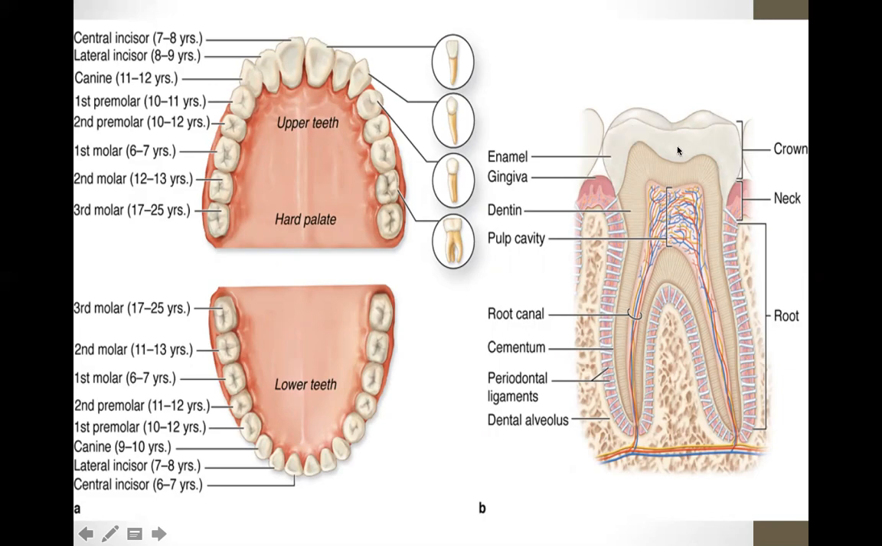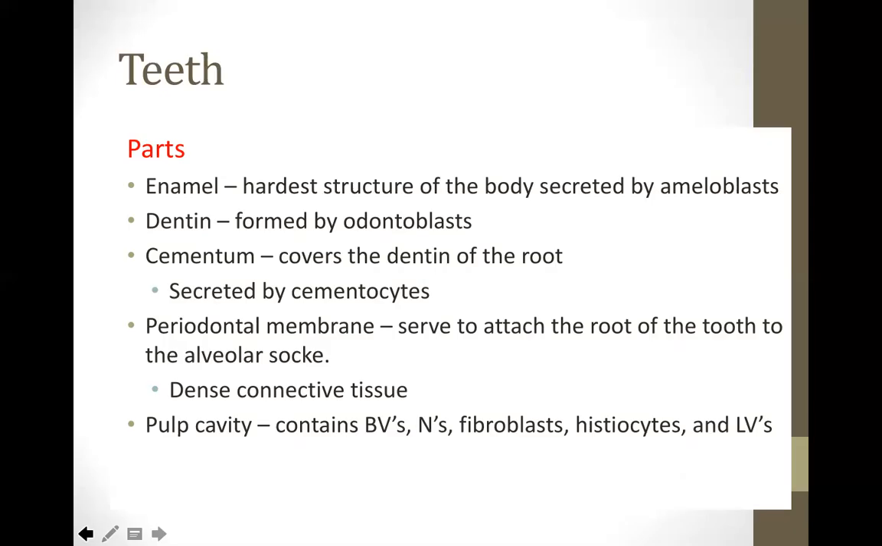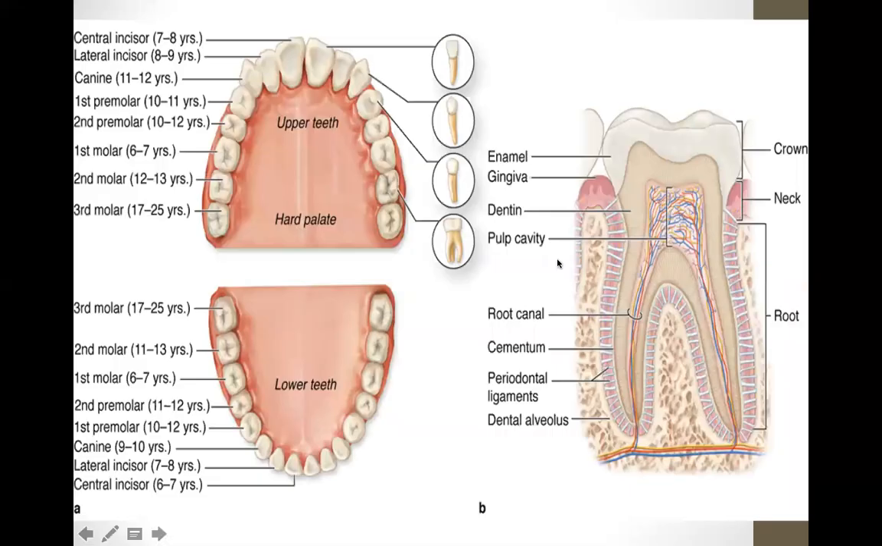Yan, the hardest, nasabi dito sa description, hardest structure of the body. So this is the crown, the neck, and the root. So the root contains so many periodontal ligaments na yan, kaya nakakabit siya sa mismong dentine. Okay? Doc, ano po yung root canal?